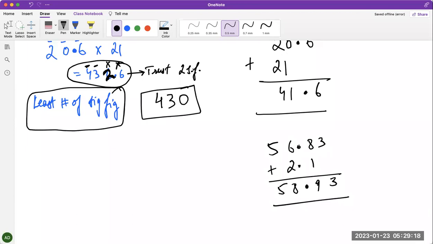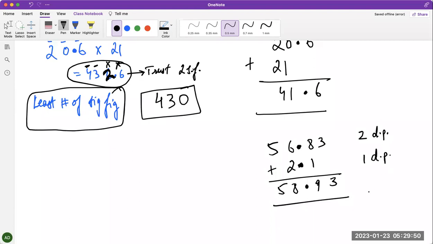This number, 56.83. First of all, what do we mean by decimal place? Decimal places are the number of digits you have after the decimal. So for the first number, after the decimal, I have 2 decimal places. For the second number, I only have 1 decimal place. So again, I have 2 DP, 2 decimal places for the first number, and 1 decimal place for the second number.